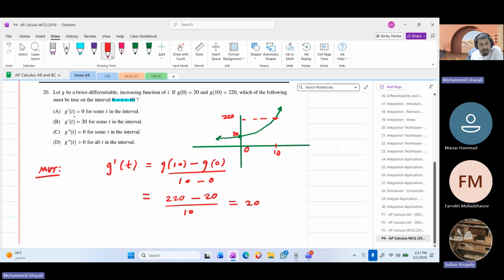So which one must be true in the interval? It's g prime of t is 20 for some t in the interval. So it's B. g prime of t can't be equal to 0 because they say it's differentiable twice and increasing. And the double derivative option is just wrong, because they said it's twice differentiable and increasing. There are none of those other options.